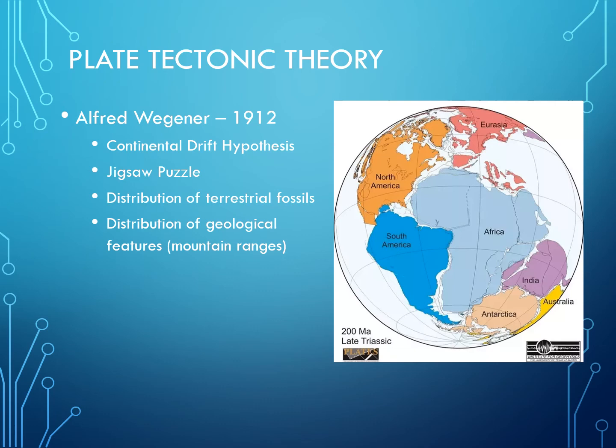Wegener noticed that the continents fit together, sort of like a jigsaw puzzle, with the most notable being South America and Africa. There was also evidence of terrestrial fossils of similar species located far apart on different continents, as well as the distribution of geological features such as mountain ranges on those continents as well.